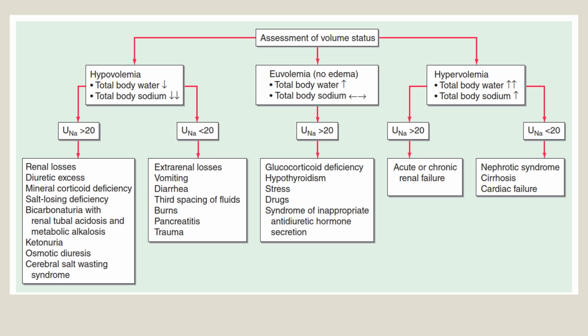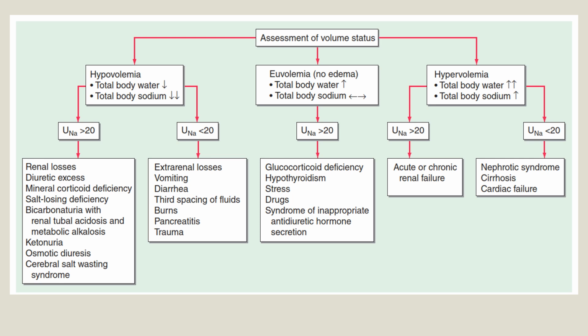The renal losses include diuretics, excess mineralocorticoid deficiency, glucocorticoid deficiency, salt-losing nephropathy, bicarbonaturia with renal tubular acidosis and metabolic alkalosis, ketonuria, osmotic diuresis, and cerebral salt wasting syndrome.